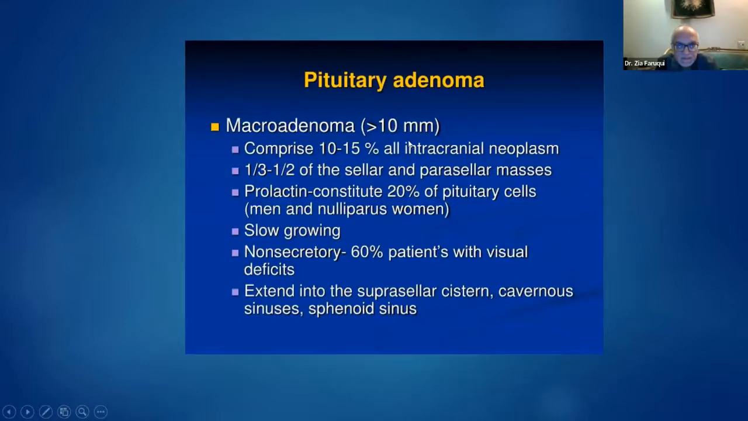Macroadenomas, by definition, are greater than 10 millimeters. They're around 10 to 15% of all intracranial neoplasms, and they form between 1/3 to 1/2 of sellar and suprasellar masses. The commonest abnormality is production of prolactin, and these are slow-growing tumors. Non-secretory tumors will present with visual deficits due to compression of the optic chiasm. Eventually, they may extend into the suprasellar system, they may extend into the cavernous sinuses, invade the carotid arteries, and may extend inferiorly into the sphenoid sinus as well.